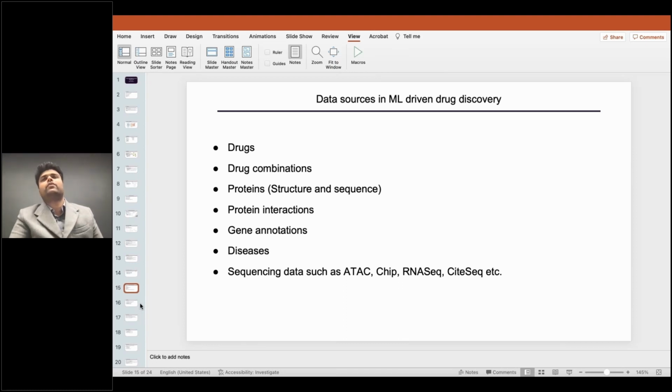Before moving further, we've been talking about molecules, but we also need a slightly broader view of the different data sources for ML-driven drug discovery. Obviously, we have drug combinations, drugs, proteins, both structure and sequence, and protein-protein interaction graphs. We have gene interaction graphs, gene annotations, diseases, and sequencing data like TAG-seq, ChIP-seq, and so on. There is a lot more information and many more data sources coming into this domain, and that makes it both interesting as well as challenging.